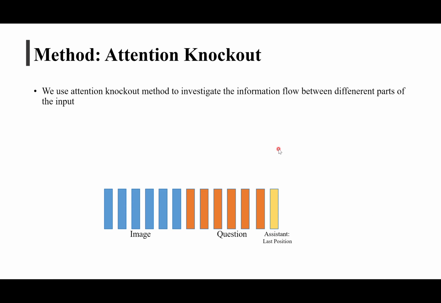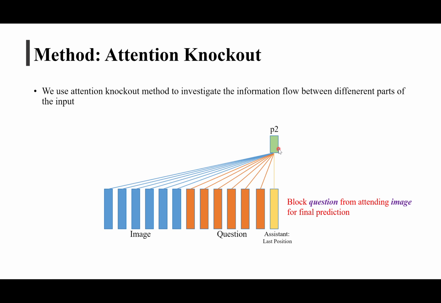The same goes if we want to see the information flow between the image and the question: we only need to block the attention edge between the image and the question tokens. Because it is a decoder-only architecture, we can also get P2, calculate the relative change in the probability, and use this change to evaluate the information flow between the image and the question.